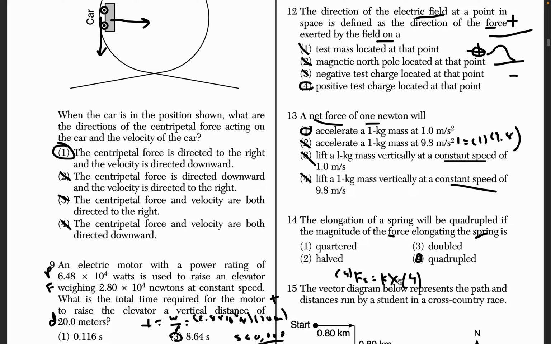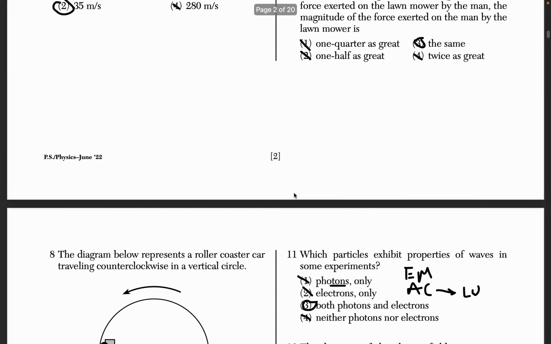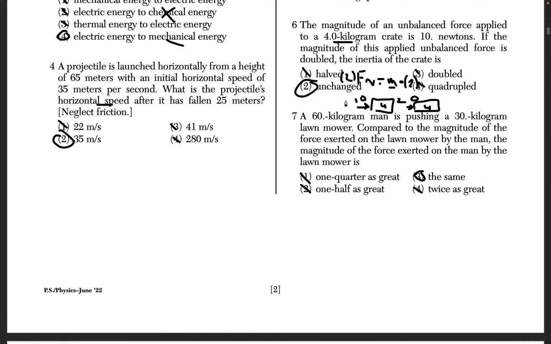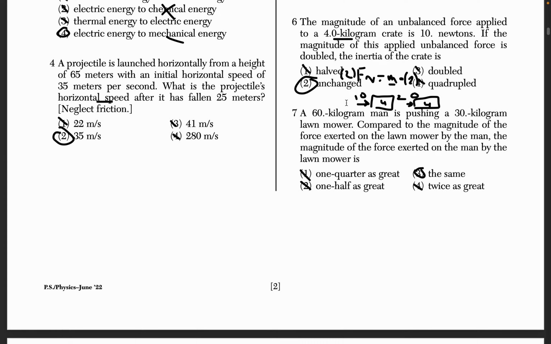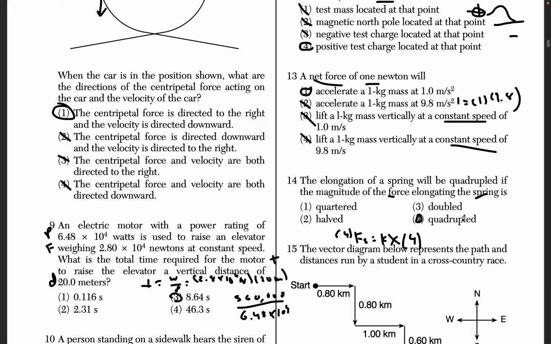But the difference between this one and the one we did earlier is that you have to know that the mass stays the same, right? In this case, we don't know. We don't know if the distance will stay the same, right? We don't have enough information. We only have the elongation multiplied by 4. What's going to happen to the force multiplied by 4, vice versa. So yeah.